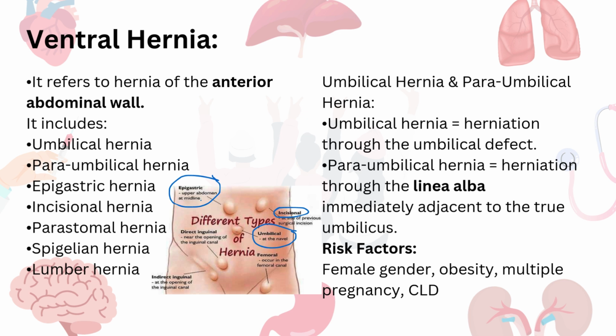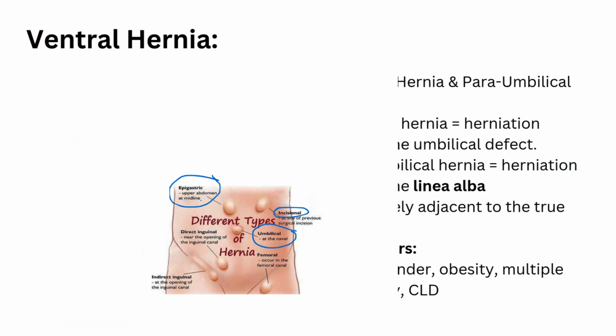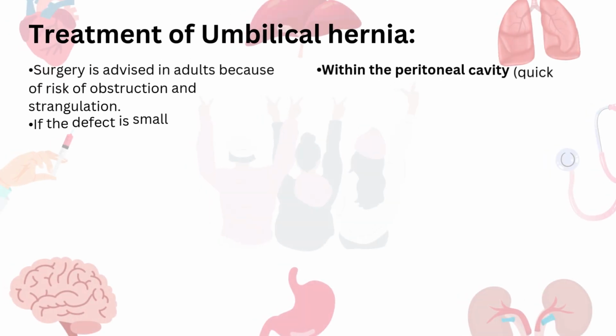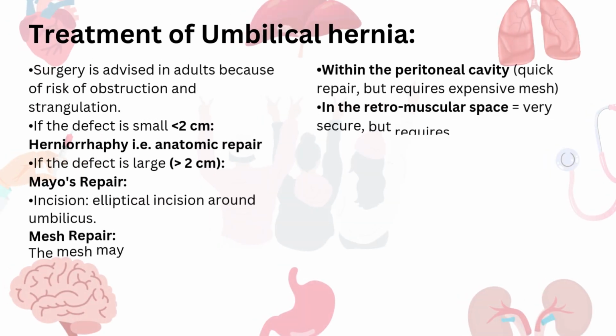The umbilical and paraumbilical hernia is herniation through the umbilical defect or through the linea alba, which is immediately adjacent to the true umbilicus. The risk factors mostly are female gender, obesity, and multiple pregnancies, which put pressure on the anterior abdominal wall, or it could be chronic liver disease as well. The most important for us is the treatment of the umbilical hernias.